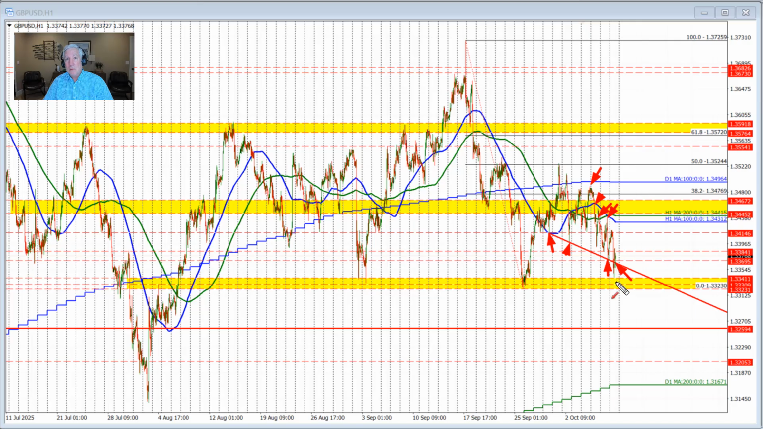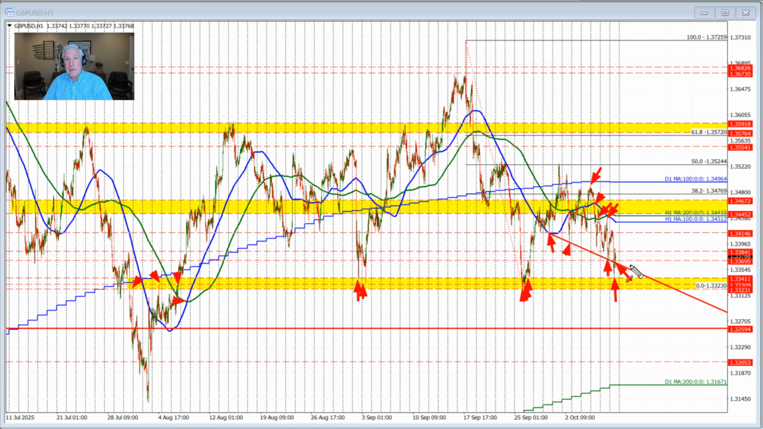and we stretched down to the next key target area, which was defined by this swing area through here, which had different swing lows and swing highs going back in time through here. This is more of a floor, as you can see. So this area between 1.3323 and 1.3341 did its job of holding support near the high of it, similar to what we saw in the euro. And we saw the price rotate back to the upside.